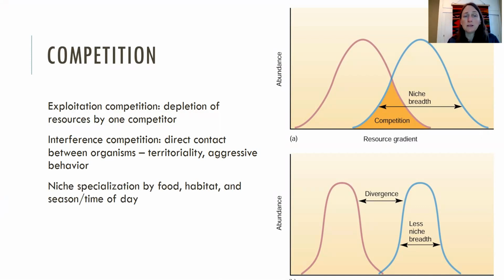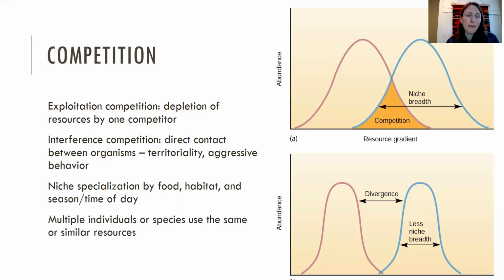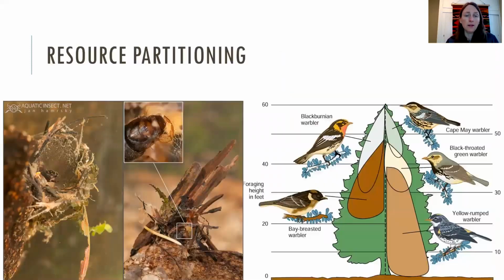And this results in things like niche specialization. So they might choose to pursue different foods or different habitats, or they might pursue to work in a different season or a different time of day to avoid competition. And this is because multiple individuals of the same species or multiple species use the same or similar resources, and they're basically in the same niche. So resource partitioning is sharing resources, figuring out a way to share so that you can avoid competition.